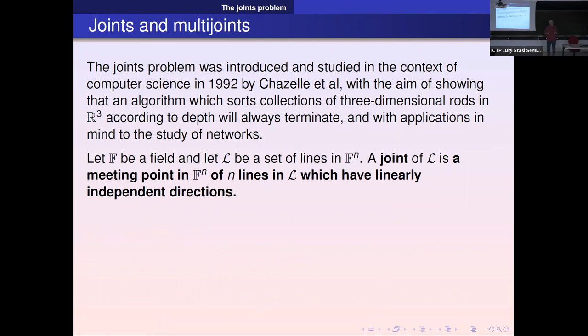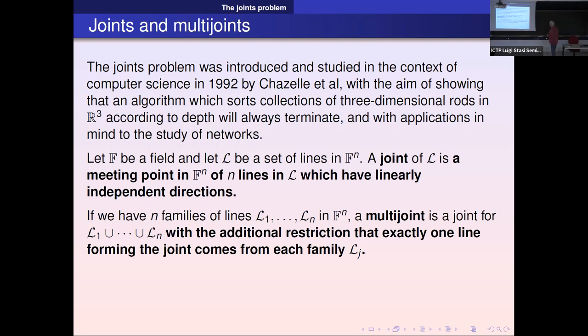As I said at the very beginning, you've got a set of lines in F^n. A joint is a point where n of these lines meet and where the directions of the lines are linearly independent. And a multijoint is a similar thing, but this time we now have n families of lines, L1 up to Ln. A multijoint is a point, again, where n of these lines meet, but there has to be exactly one line from each of the families, and the directions are linearly independent.